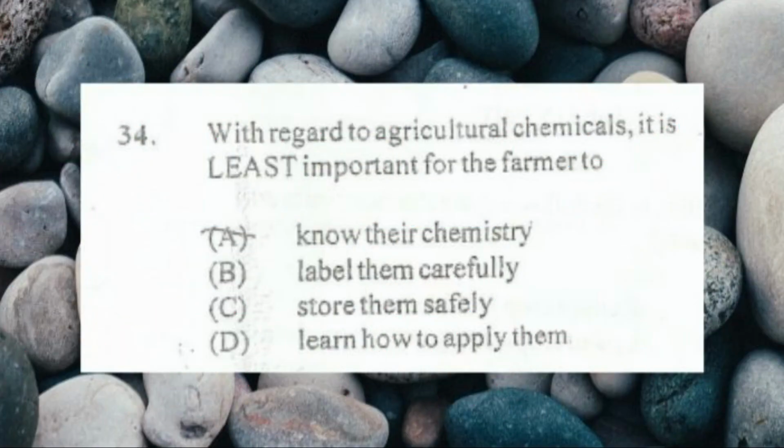Number 34. With regards to agricultural chemicals, it is least important for the farmer to A. Know their chemistry, B. Label them carefully, C. Store them safely, D. Learn how to apply them. The answer is A. Know their chemistry. The chemistry of the product means the element or molecule makeup of that product.